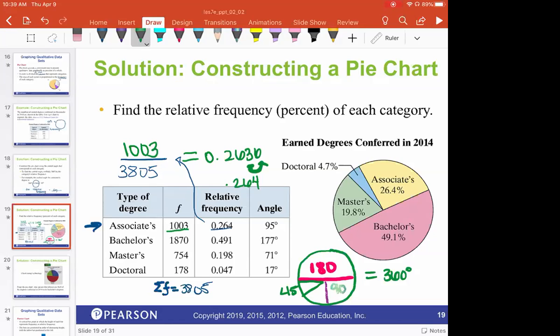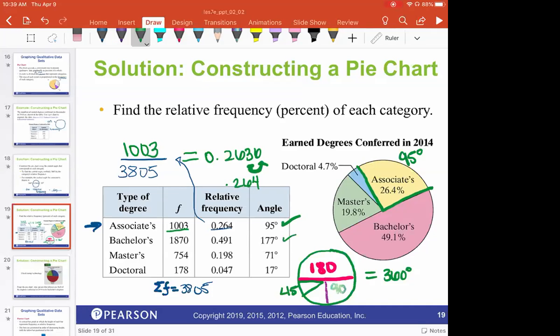Now let's take a look at our numbers. We have 95 for an associate's. So you see how this kind of looks like a fourth? Because that is 95 degrees, and we said that's a fourth of 360. Start working with your larger ones, and you can start including your smaller ones. All right, so we did associate's.